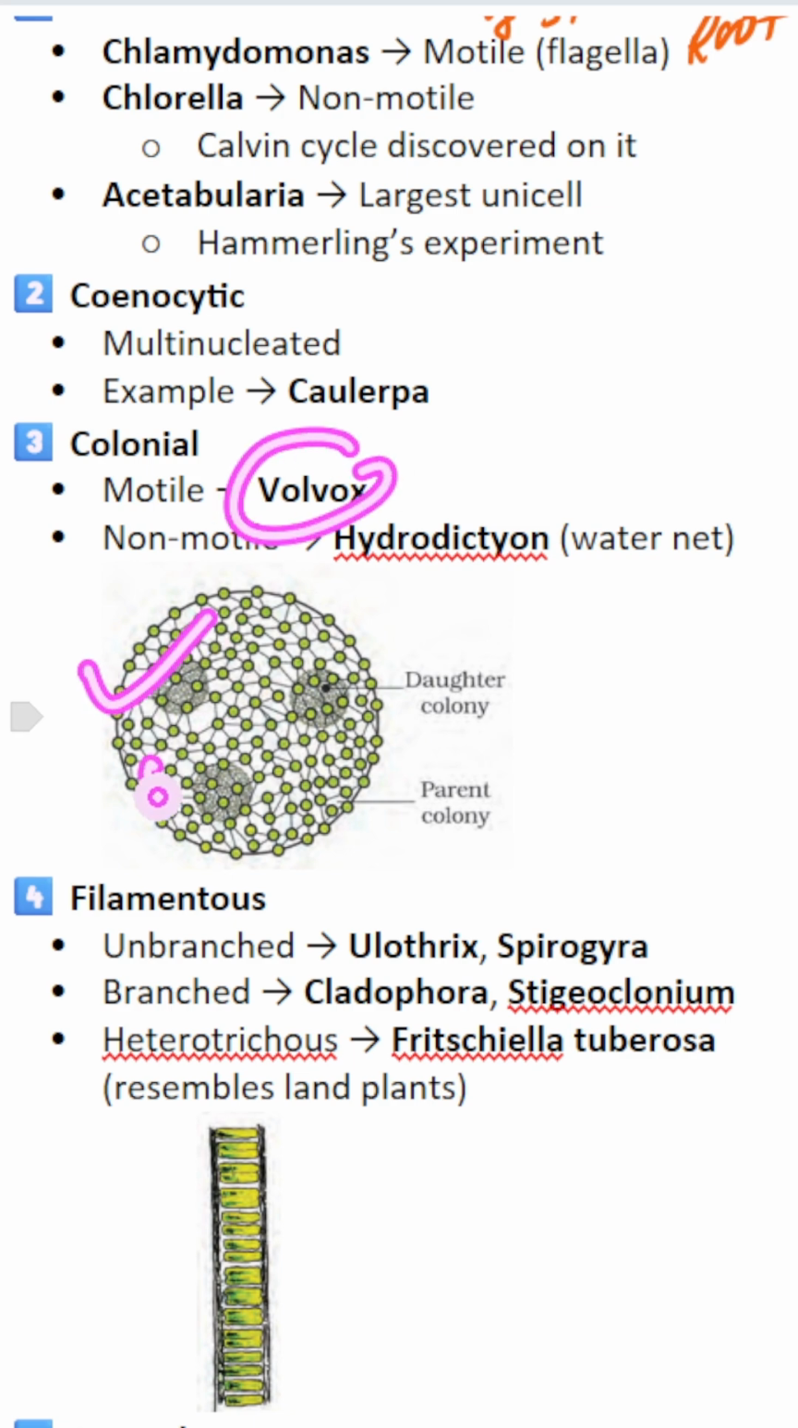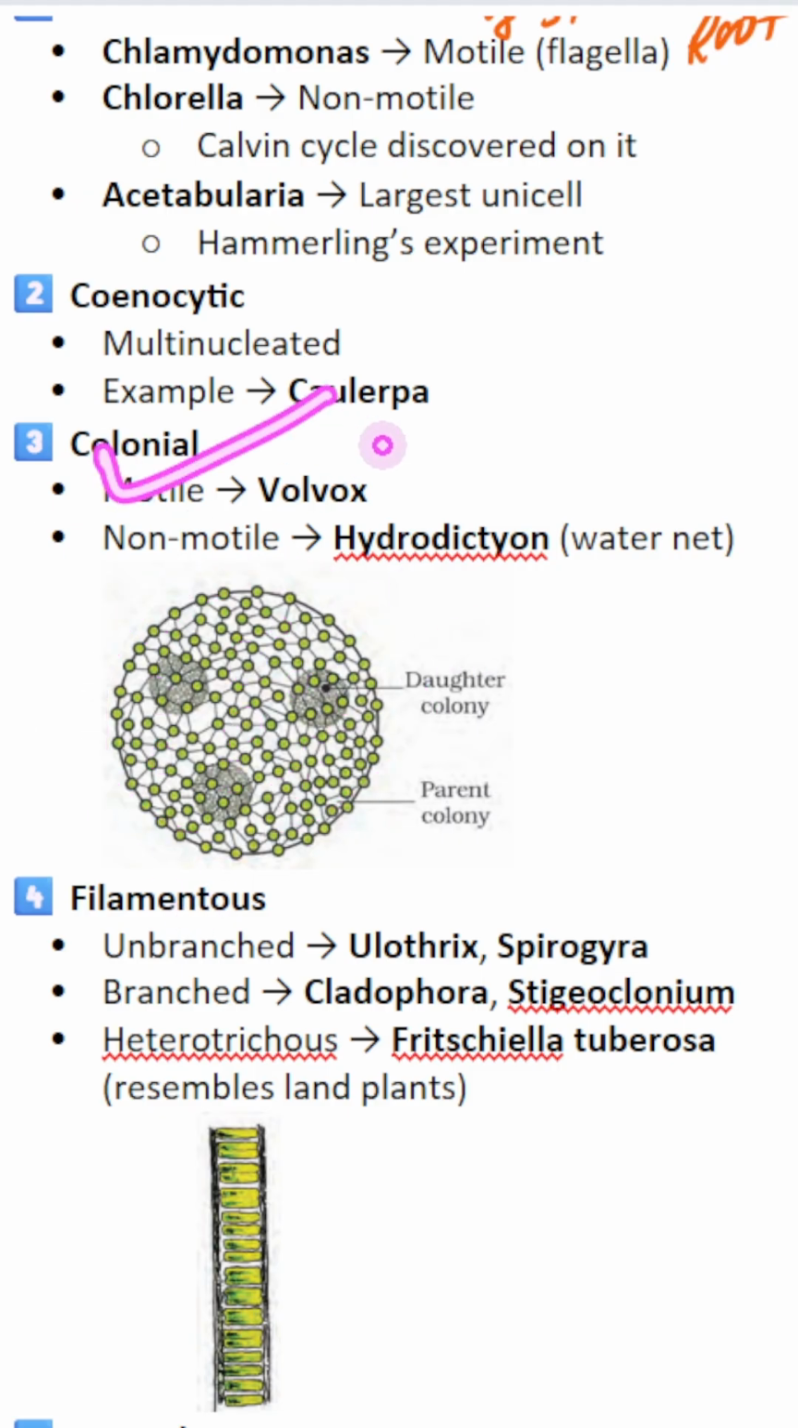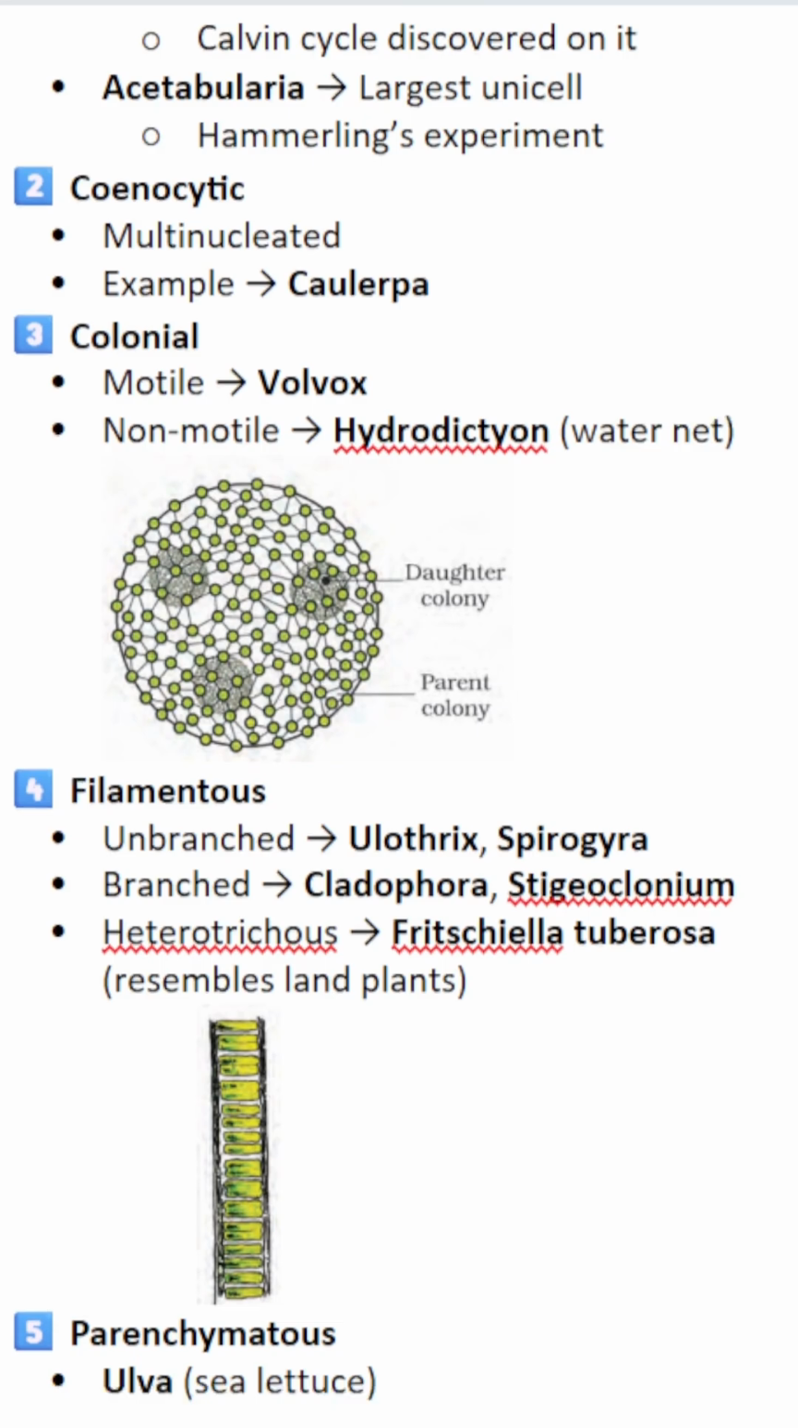This is the diagram of Volvox. Volvox is made by the aggregation of Chlamydomonas. In this Volvox we find many small daughter algae present together, forming a colony-like structure. So these are colonial in nature. Now let's move on to the next one, which is called filamentous.